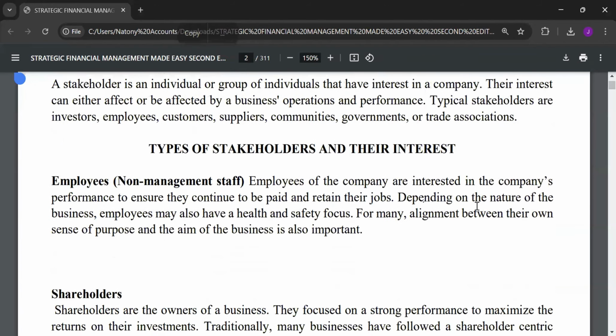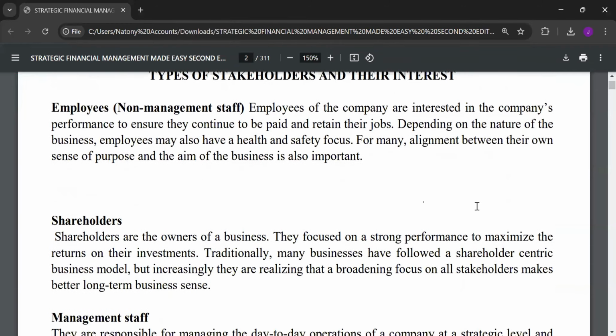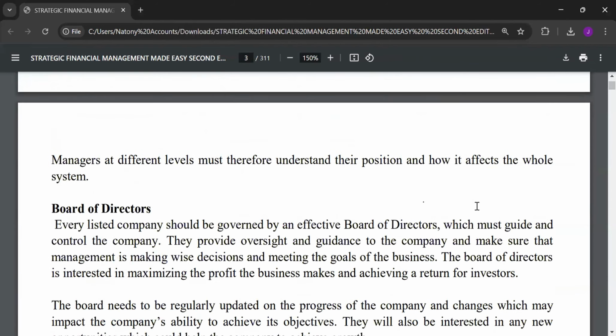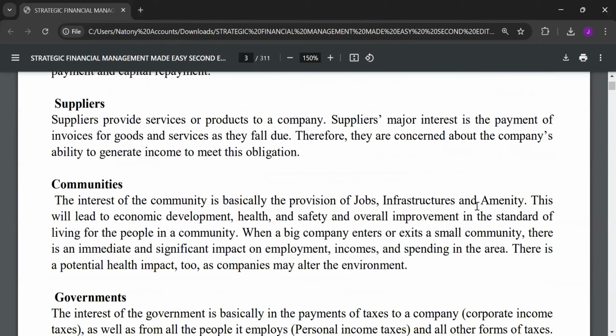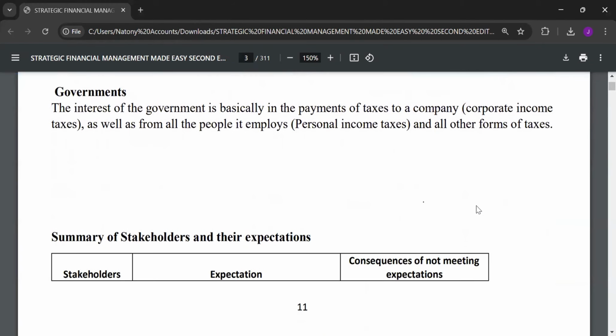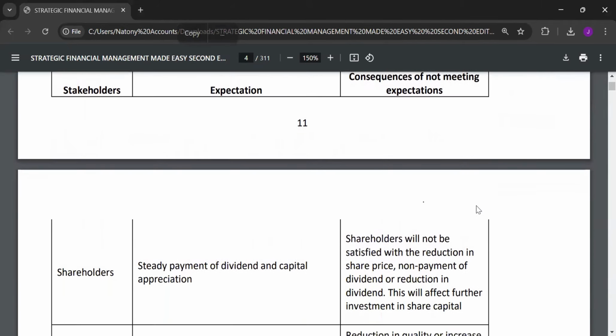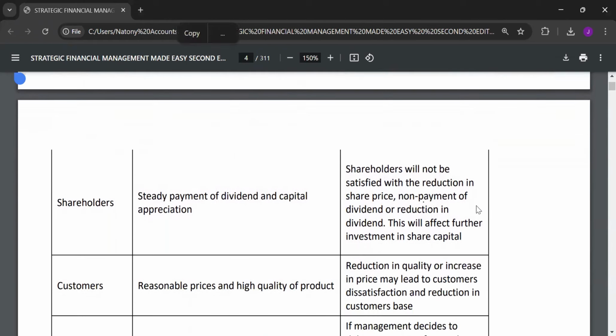The first, we have the employees, which are the non-management staff. We have the shareholders, management staff, board of directors, customers, lenders, and suppliers, community, governments. So what is the expectation of all of these groups? The shareholders, basically, what they want is steady dividend payment and also capital appreciation.